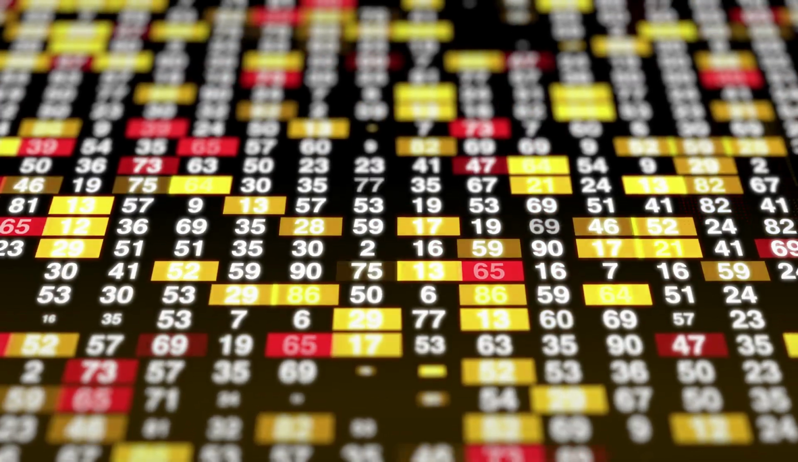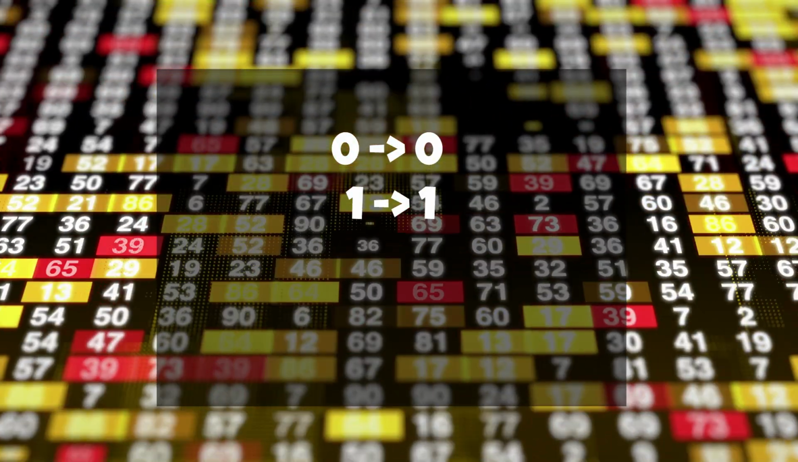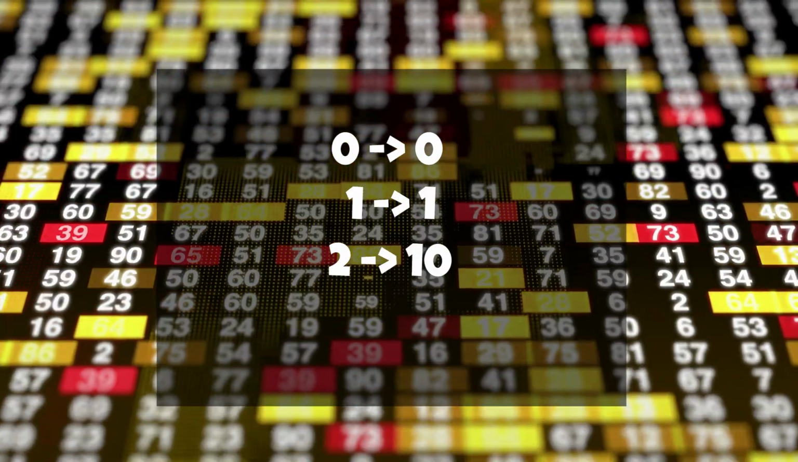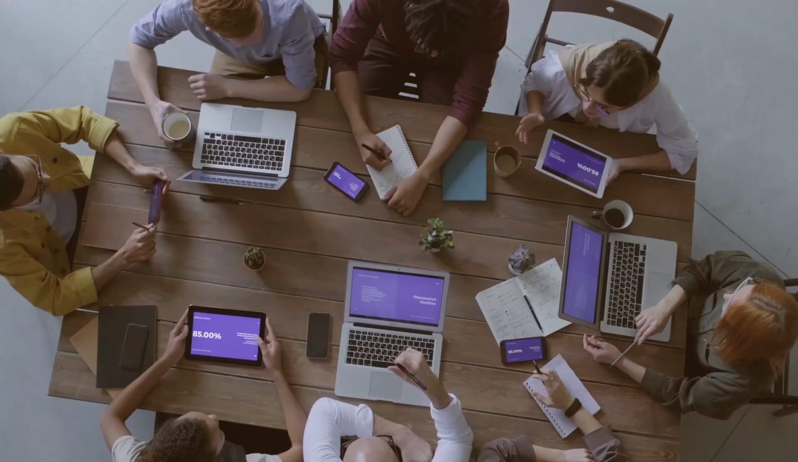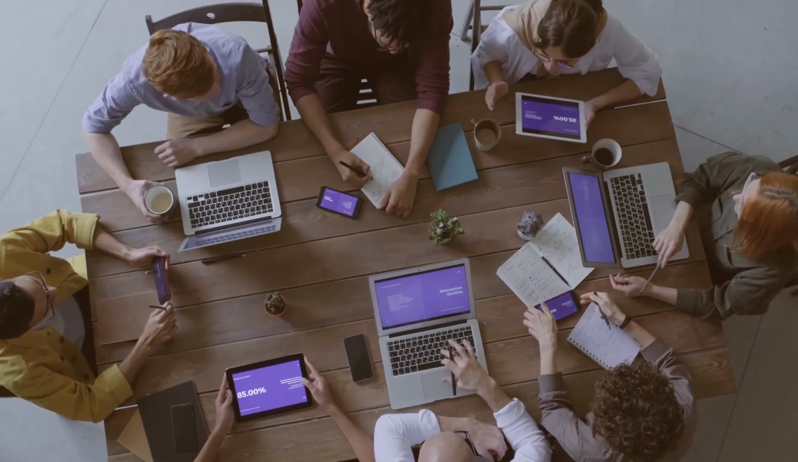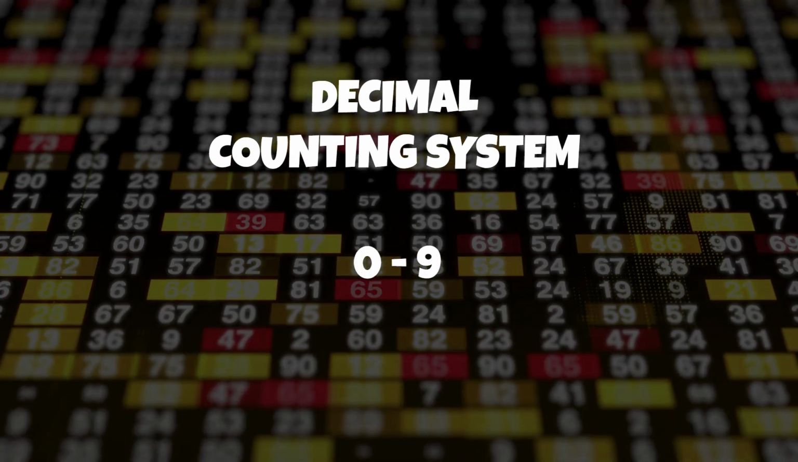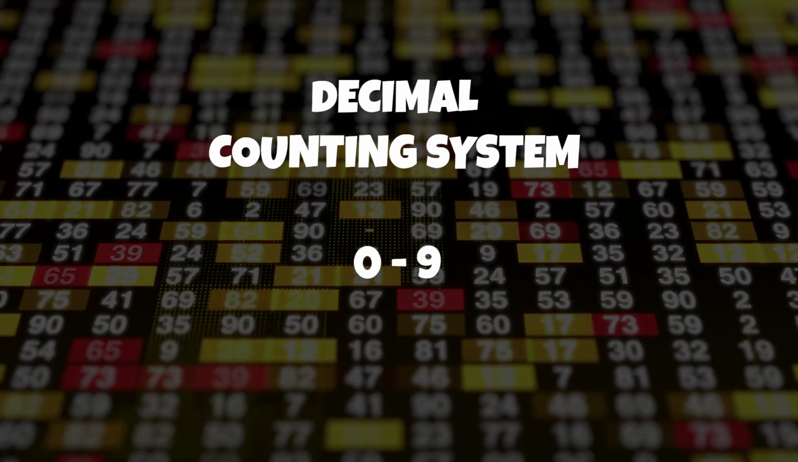Let's start with numbers. Let's say we choose to represent 0 with 0, 1 with 1, 2 with 10, and 3 with 11. If we all agree to some mapping for all numbers, then we solved our problem, right? Well, this already exists. The numbers we use in our everyday life are in the decimal counting system, digits from 0 to 9 combined to represent some quantity.